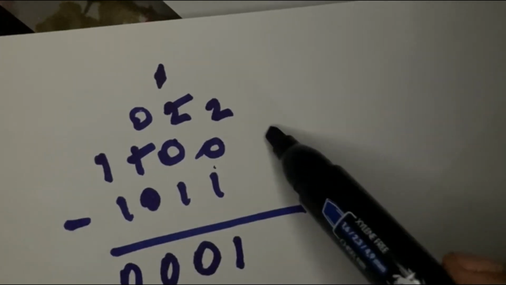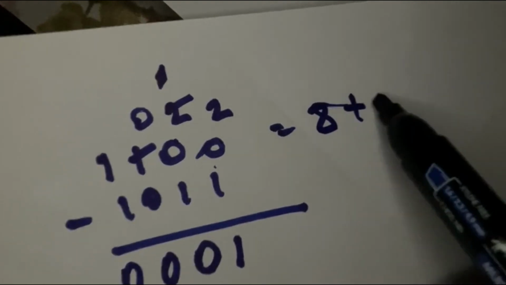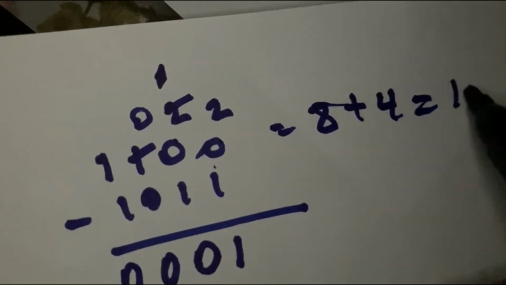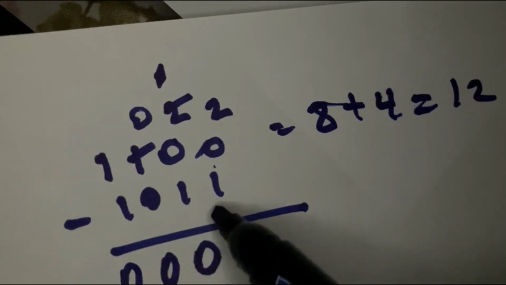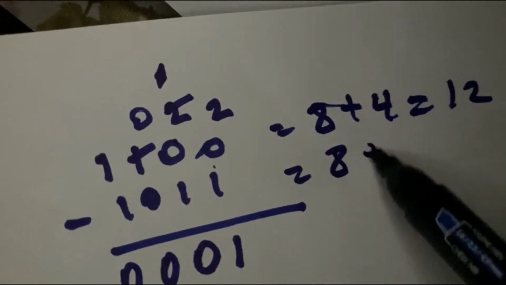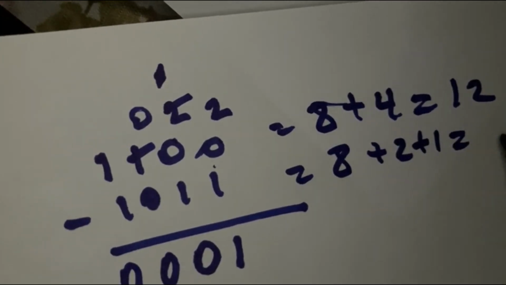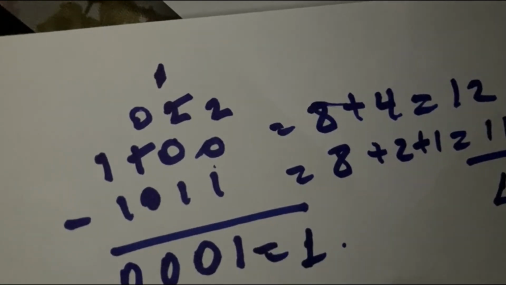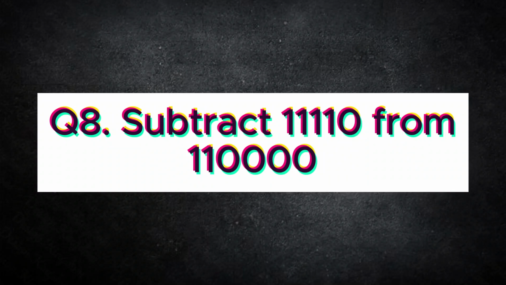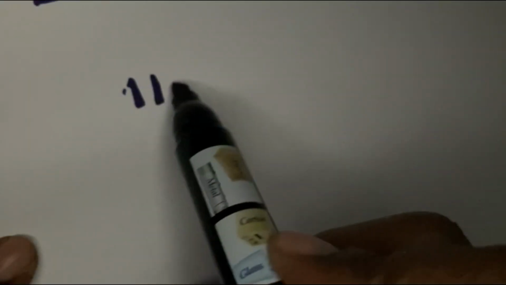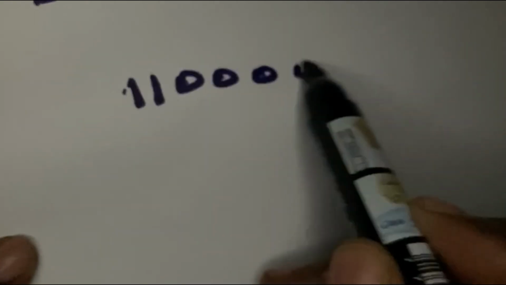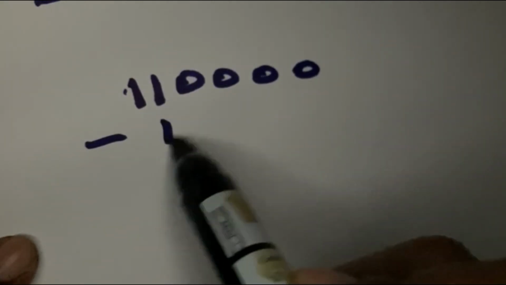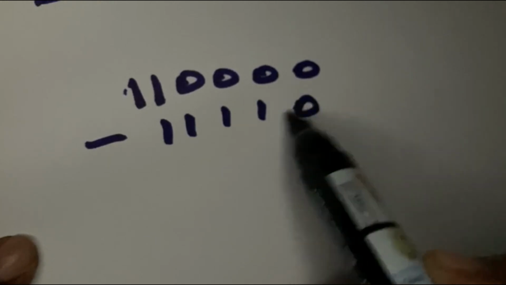So 1 1 0 0 means 8 plus 4 is 12. 1 0 1 1 means 8 plus 2 plus 1, which is 11. 12 minus 11 is 1, and this binary digit is also 1. Our last example will be 1 1 0 0 0 0 minus 1 1 1 1 0.